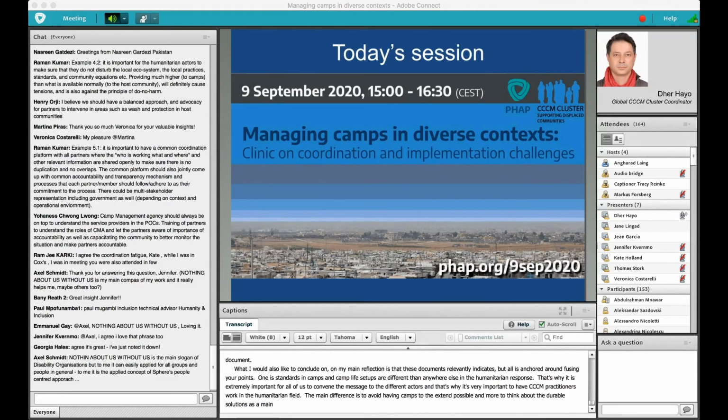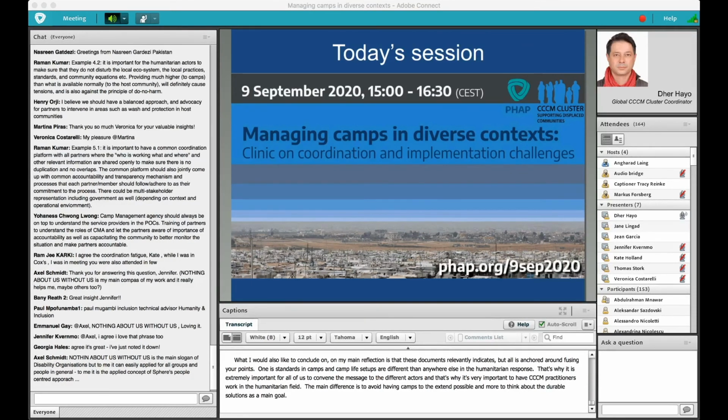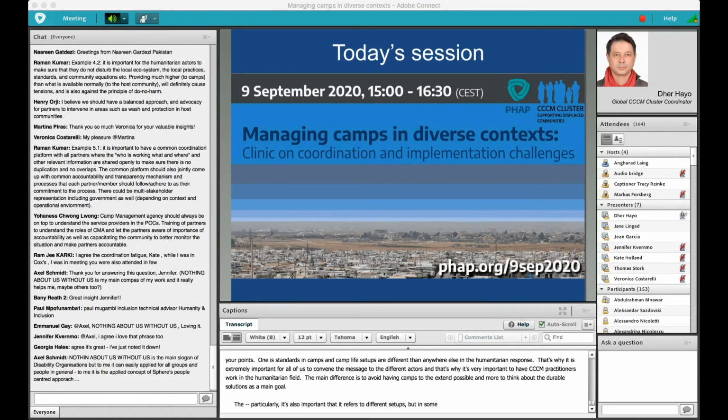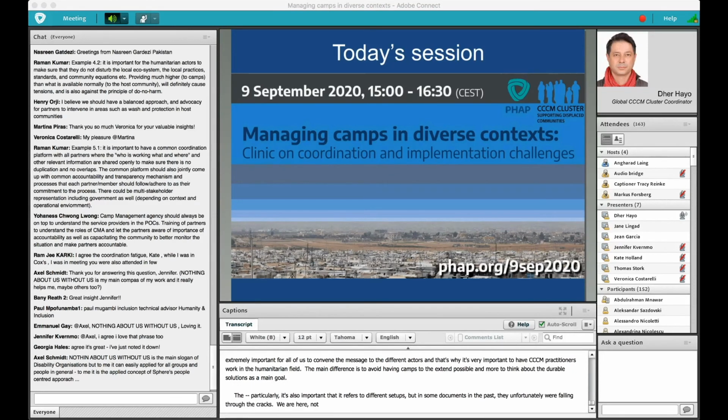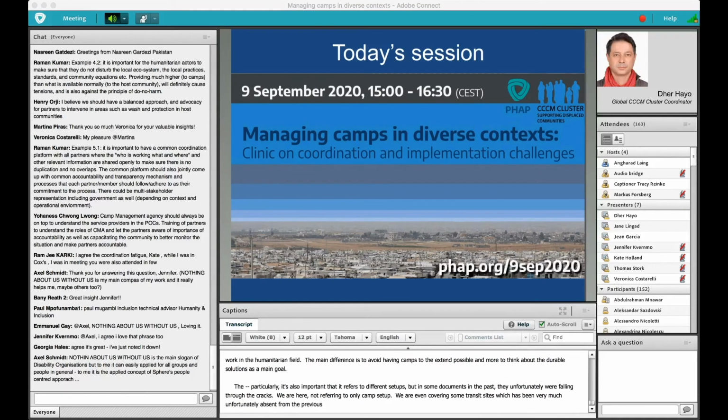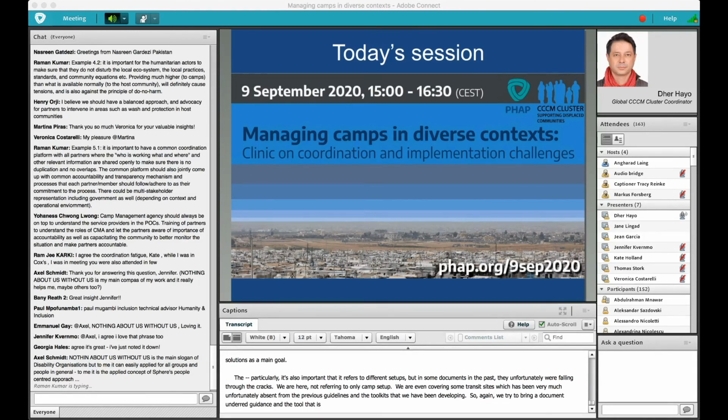Particularly, the document is also important in that it refers to different setups that in some documents in the past unfortunately were falling through the cracks. We are not referring only to a camp setup. We are even covering some transit sites, which have unfortunately been very much absent from the previous guidelines and toolkits that we have been developing. So again, we try to bring a document, guidance and a tool that is able to refresh the memory, but also to bring all the newly developing and evolving issues into the light. Over to you. Thank you.